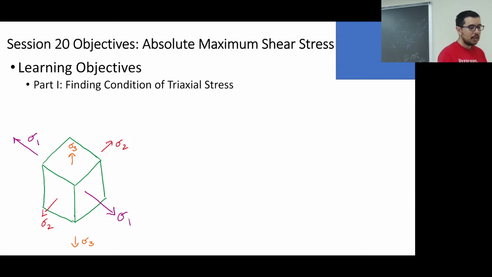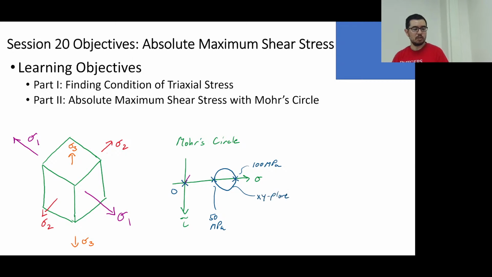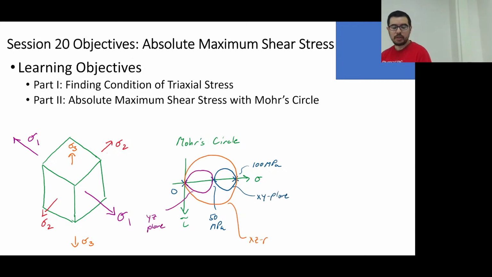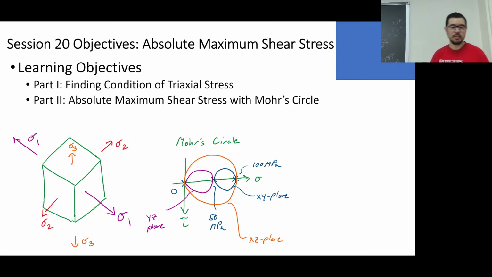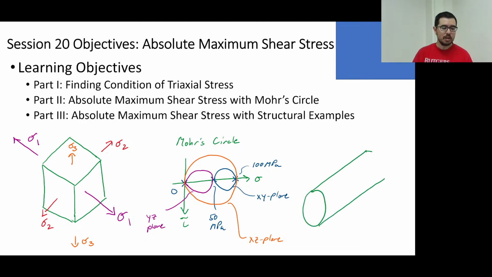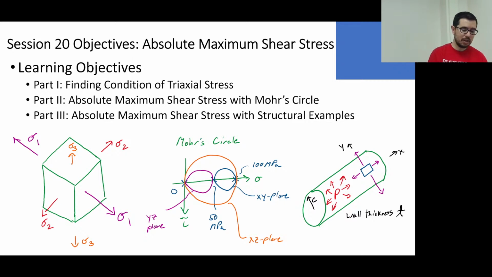Okay? We'll then talk about the absolute maximum shear stress using Mohr's circle. What does this mean? Well, we get to draw a couple more circles on the tau sigma graphs. And then we'll talk about some examples. Okay? And we won't spend the whole time here. We're going to go to the lab probably in an hour. We'll see.